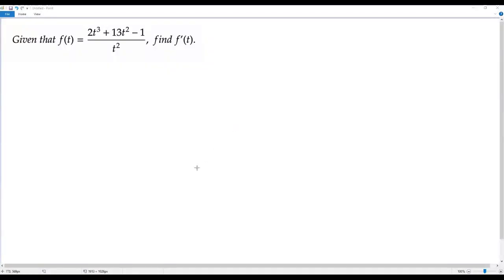Here we have a problem on derivative. There is a function given over here. That is f of t equals 2 times t cubed plus 13 times t squared minus 1 over t squared. And we have to find f prime of t, that is the first derivative of the given function f of t.